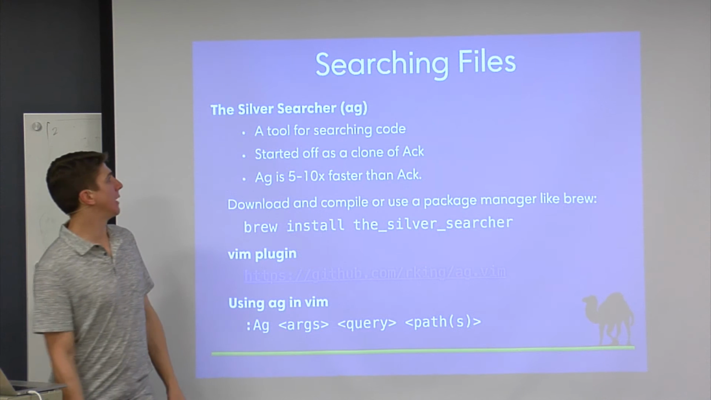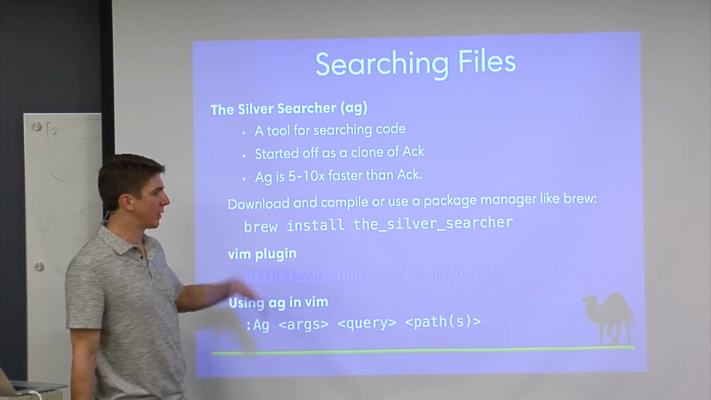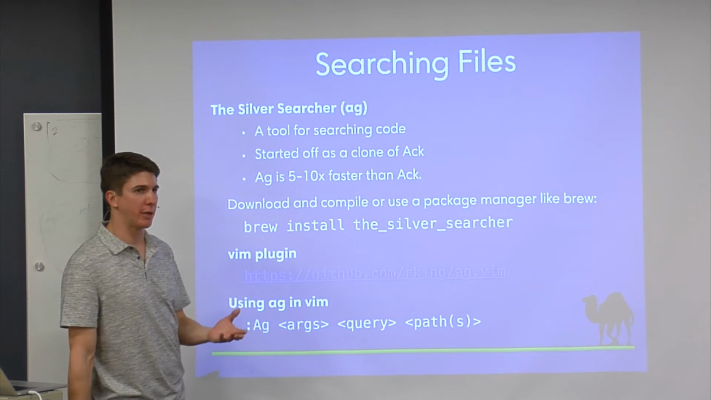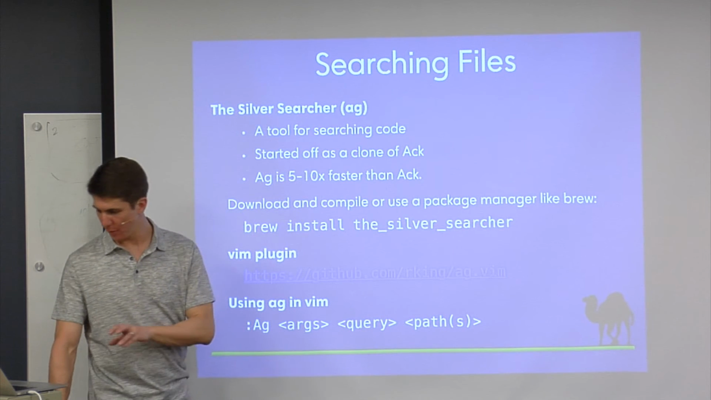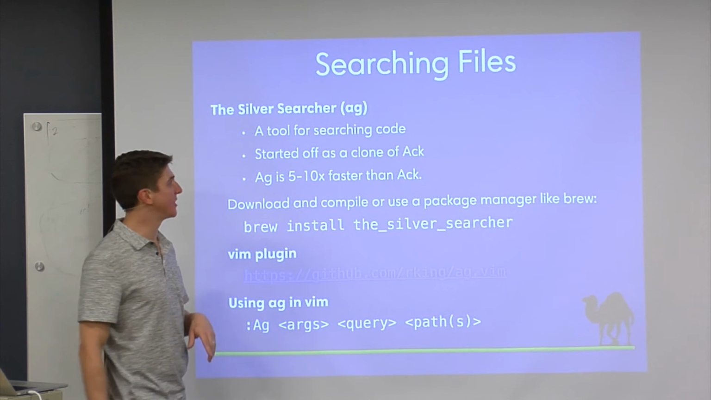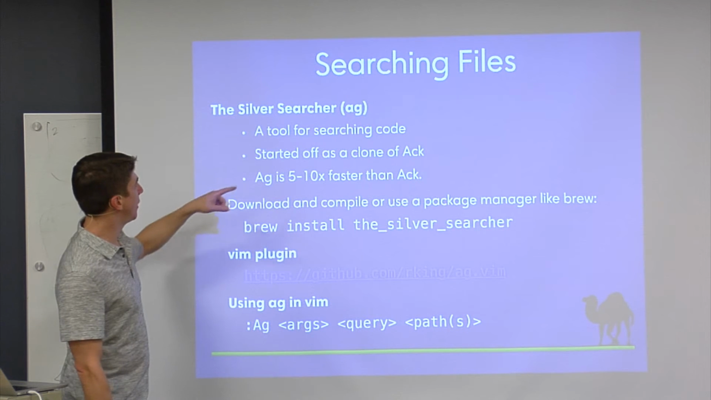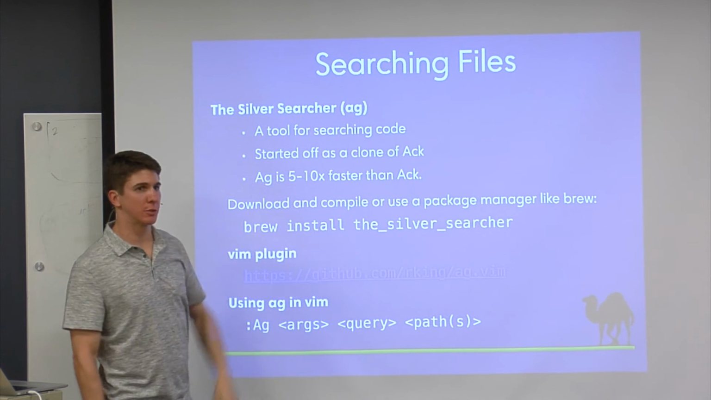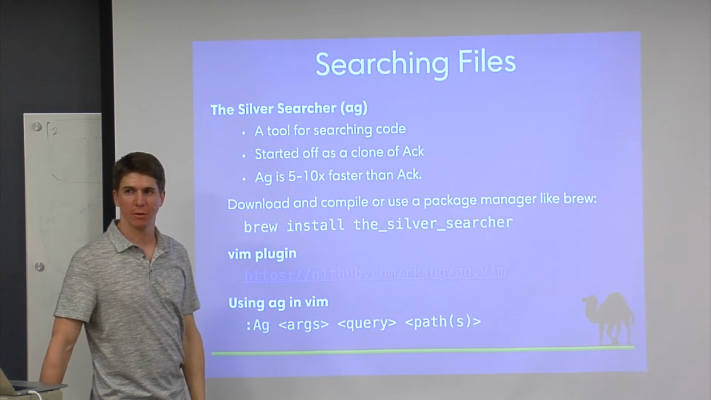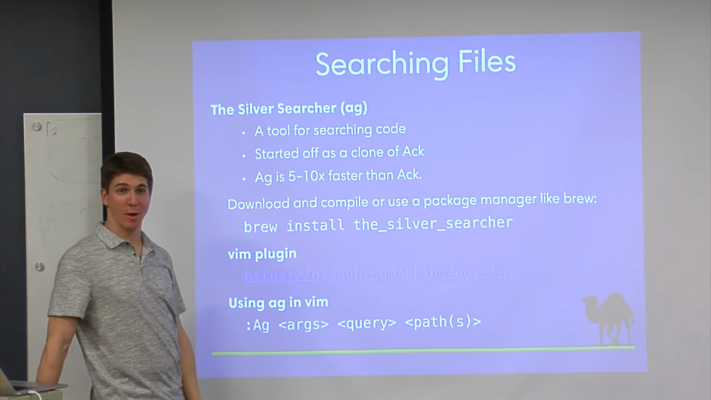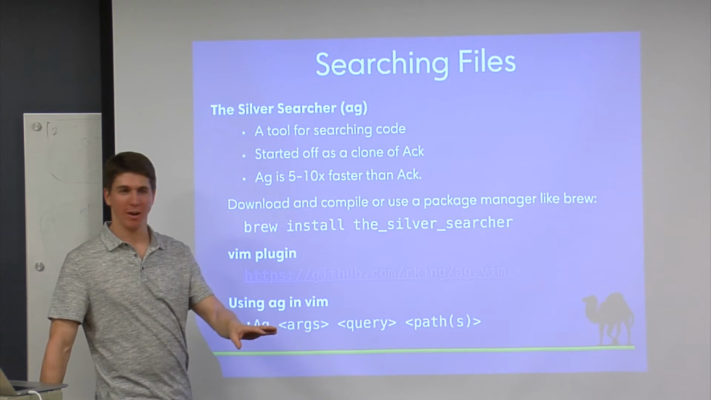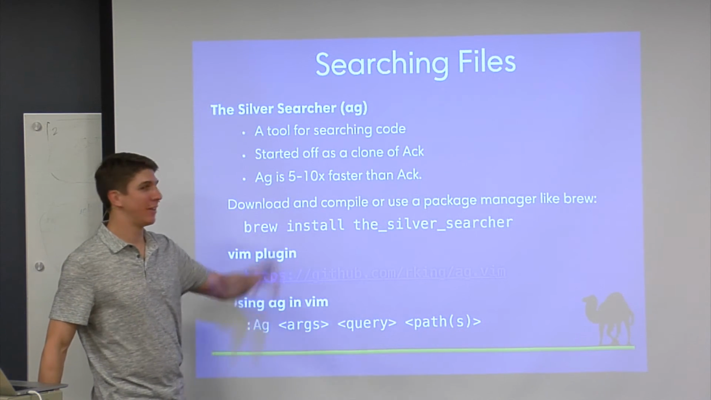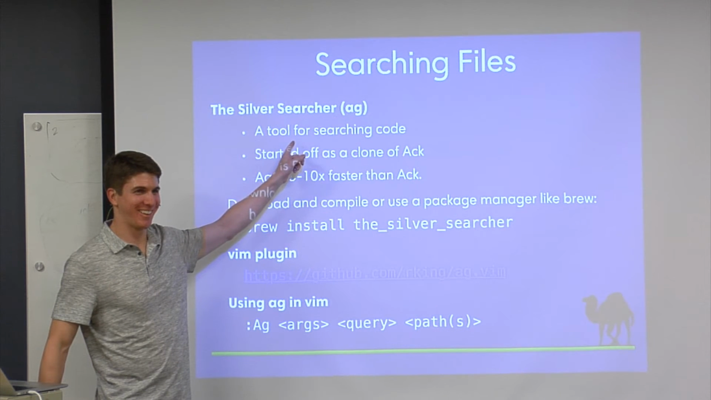All right, searching files. So searching within the code base that you're in is really handy too. Another one that I use in IntelliJ, I think Control-Shift-F in IntelliJ. In Vim, I use the thing called the Silver Searcher. You may have used ACK before. Anybody used ACK? You've used grep, right? Everybody's used grep. All right, ACK is better than grep. Silver Searcher is better than ACK.